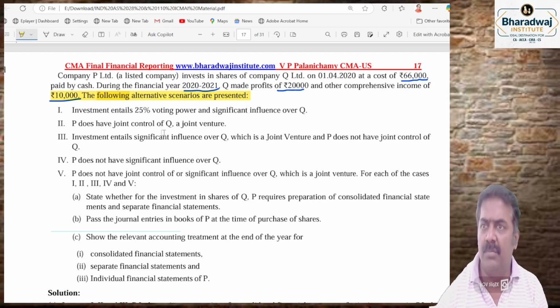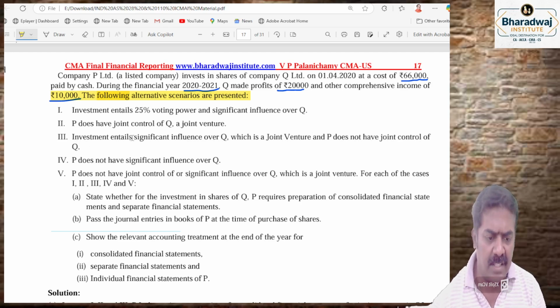Joint venture, now which one will we go for? Equity method of accounting. The investment entails significant influence over Q, which is a joint venture of P. P does not have joint control over Q. Whatever it is, there is a significant influence over Q.